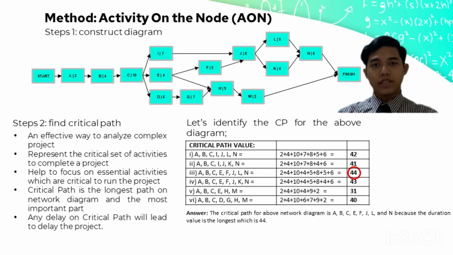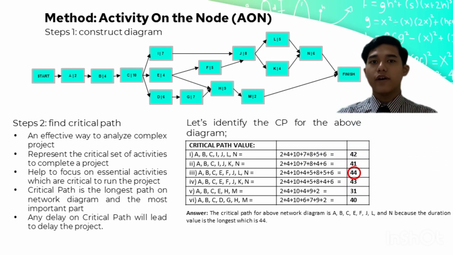Next, we focus on our questions. The question is to find the critical path for each activity network, and find early start, early finish, late start and late finish. The method for this question is activity on the node, AON. To solve this question, there are 4 steps. Firstly, step 1 is construct the diagram. We construct the diagram based on the question given.